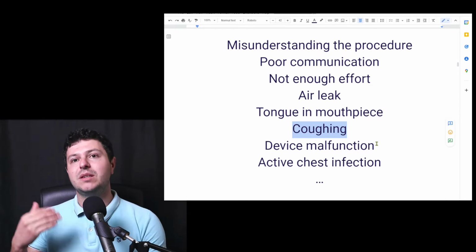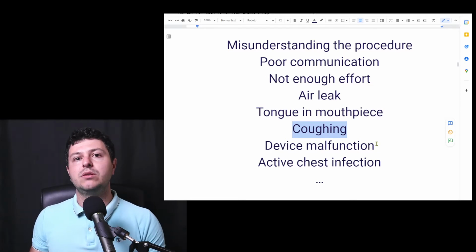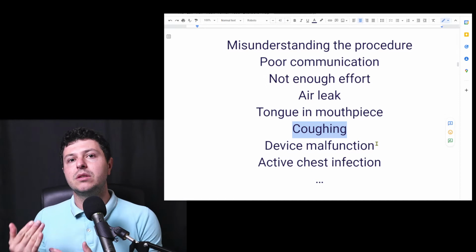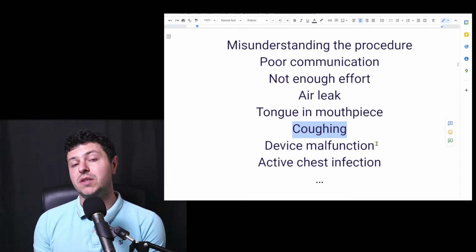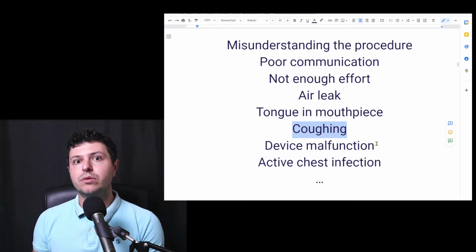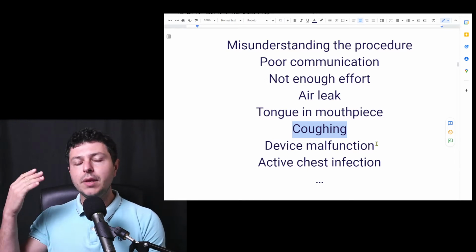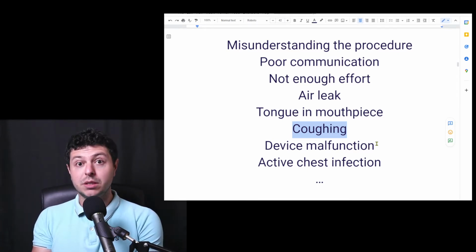The other thing would be coughing. Sometimes patients have respiratory disease when they're doing this procedure, so they cannot do the test because they're coughing throughout the procedure. And that leads, of course, to wrong results because we're not doing the maneuver in the way it's supposed to be done.